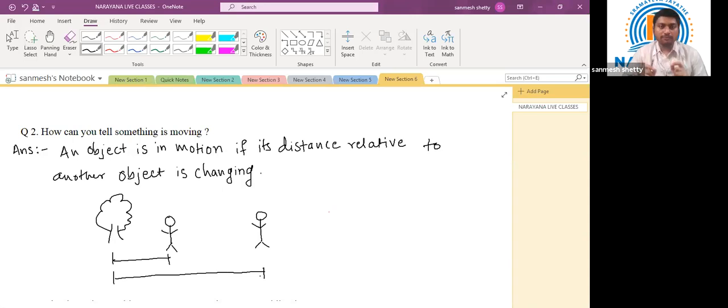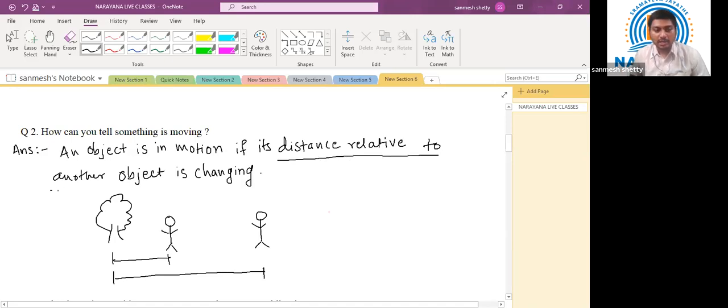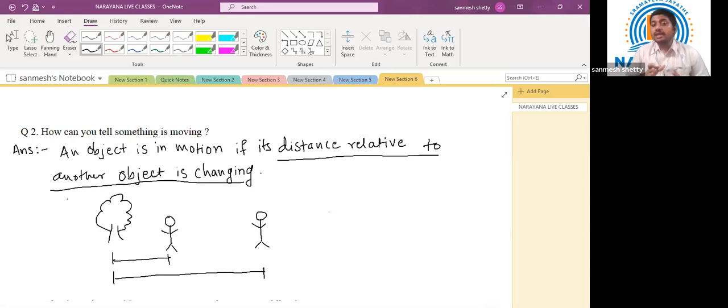The reference point is the point with respect to which we measure all the parameters, all the quantities related to the moving objects. So an object is said to be in motion if its distance relative to another object is changing. Now this other object, here I have considered as a tree, is a reference point, a reference frame. We might have heard that the concept of motion and rest is relative in nature. It depends upon the frame of reference. That we'll discuss in our next question.